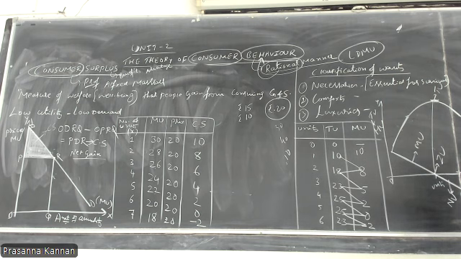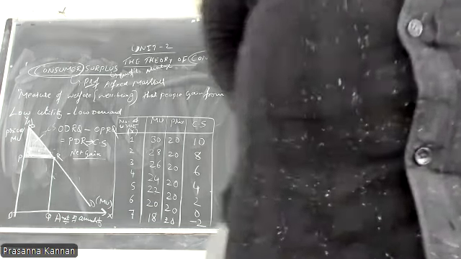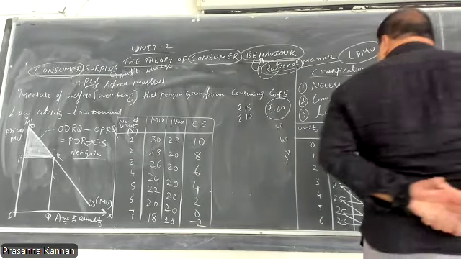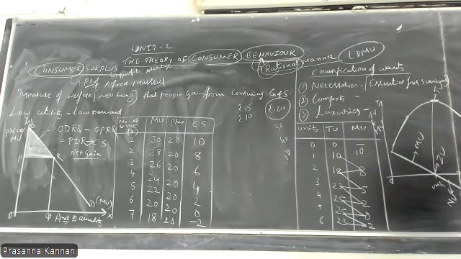Indifference curve shows different combinations of two goods in which the consumer gets equal level of satisfaction.